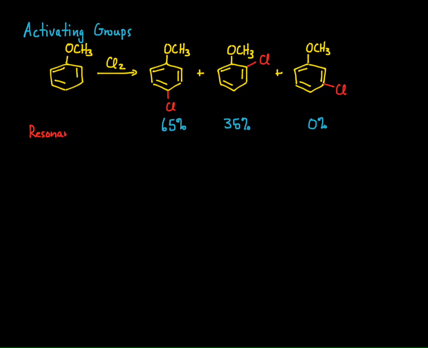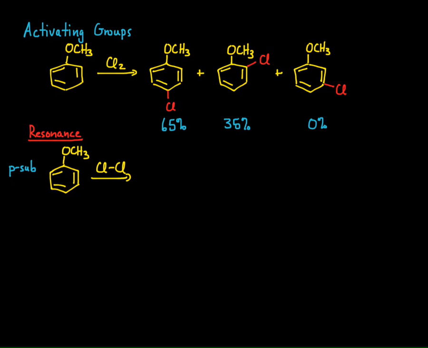And when we think about why this is, just like in the previous section where we looked at the stability of the intermediates, we can look at the stability of the intermediates in electrophilic substitution of anisole itself. And so we're going to start off talking about the para substitution, right, because it has the highest yield. So what's going to happen in the mechanism of substitution with chlorine?